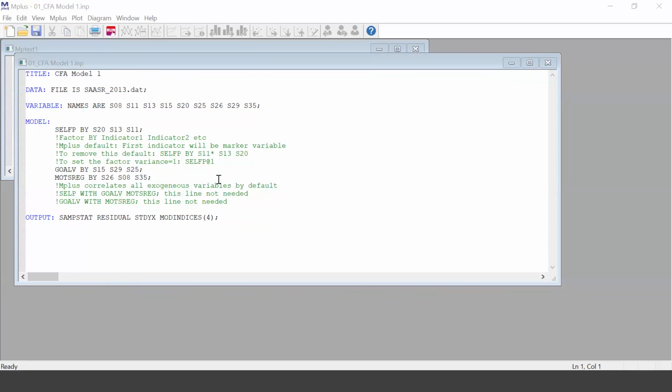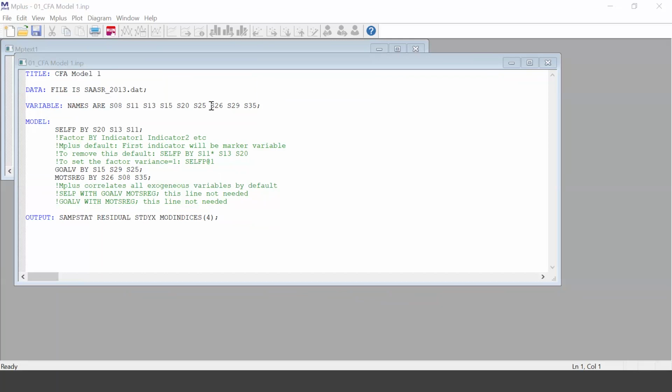Okay, and then in the output, I'm asking for sample statistics, that's samp stat, residuals, that's residual, STDYX is going to give me my standardized results, and then I just put in here mod indices 4, which will produce some modification indices.